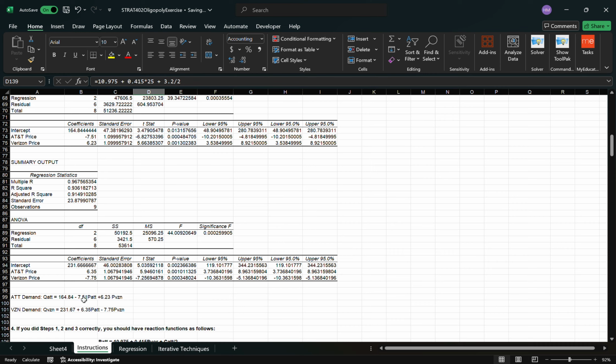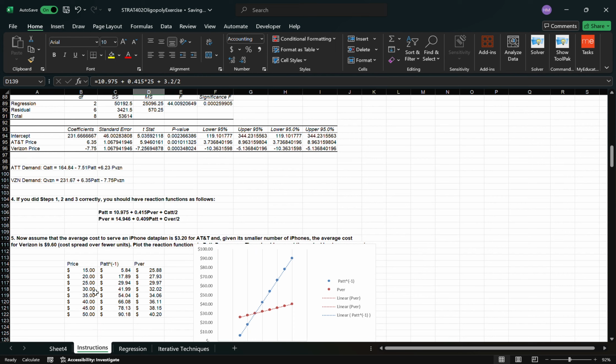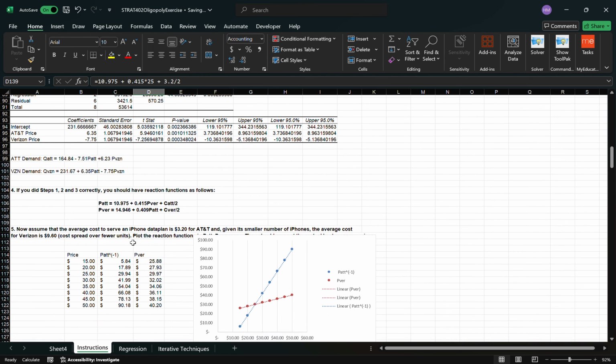And so it would be 164.84 minus 7.51 times the price of AT&T, and then plus 6.23 times the price of Verizon. And then Verizon, you do the same thing. You get 231.67 from the chart right here, and then plus 6.35 times AT&T's price, and then minus 7.75 times Verizon's price. And number 4 just gives us the functions that we need for number 5.